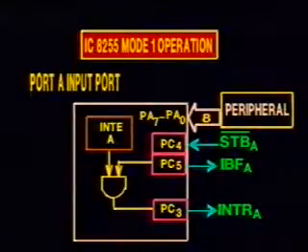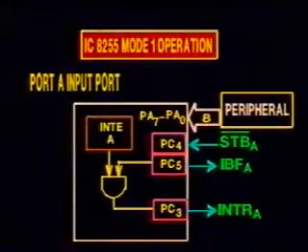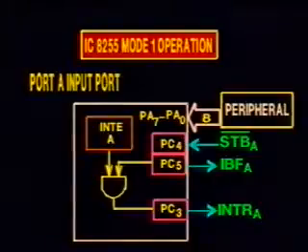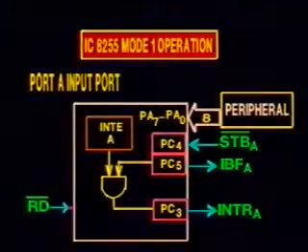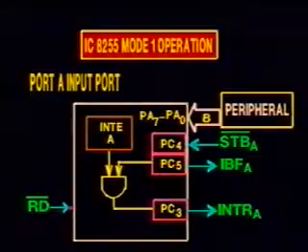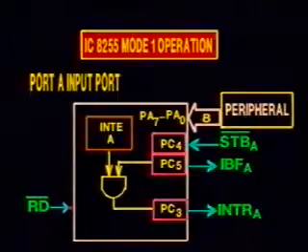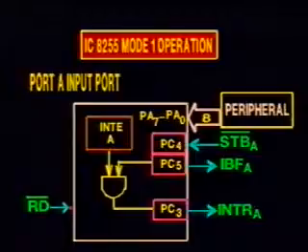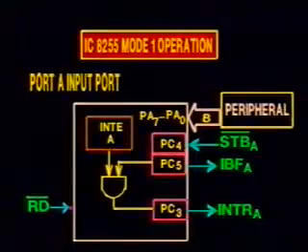This interrupt can be made to interrupt the CPU so that the CPU reads the data by placing a low on the read bar signal. The read bar signal resets the interrupt and input buffer full signals. Now 8255 is ready to read another byte of data. So that was input operation under mode 1.